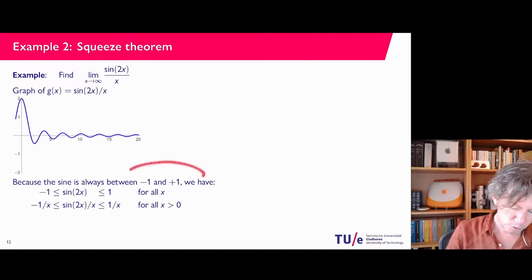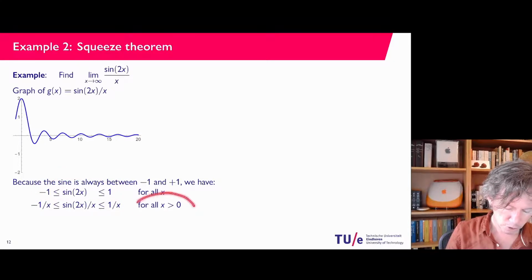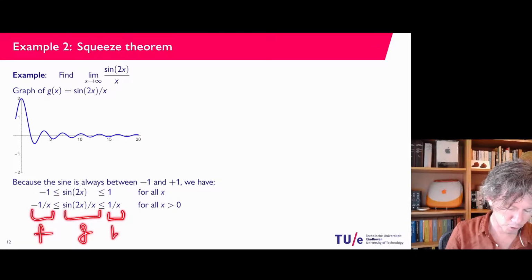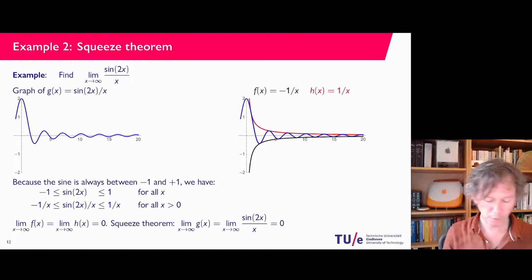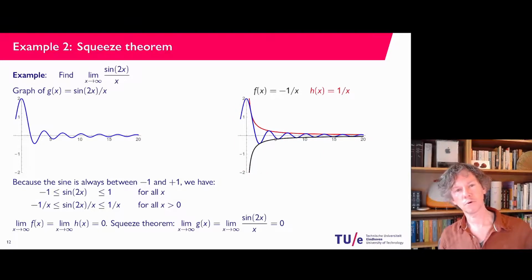So the sine is always in between -1 and +1, just like we had before. So we have this inequality. Now x is going to infinity, so I pick x bigger than 0 and I divide the whole inequality by x. This is our function g(x). So this is going to be the lower bound f, and this is going to be the upper bound h. And both the limits of f and h for x going to infinity are simple. Here I plotted the upper bound in red and the lower bound in black. And again we use the squeeze theorem. We know that f goes to 0, h goes to 0, g is enclosed by them, squeezed in by them, so it also has to go to 0 for x going to infinity.